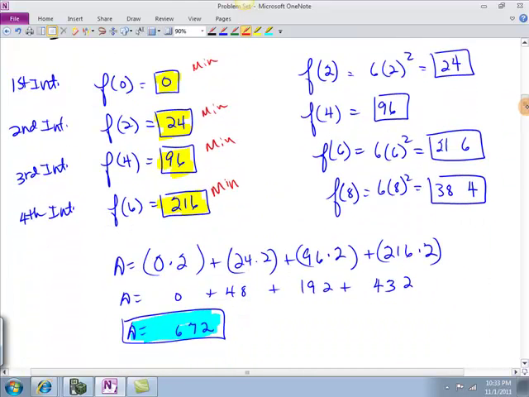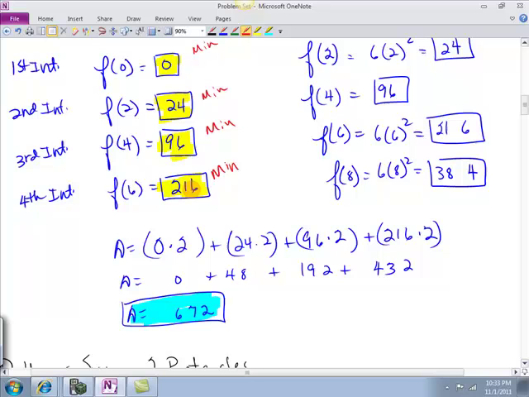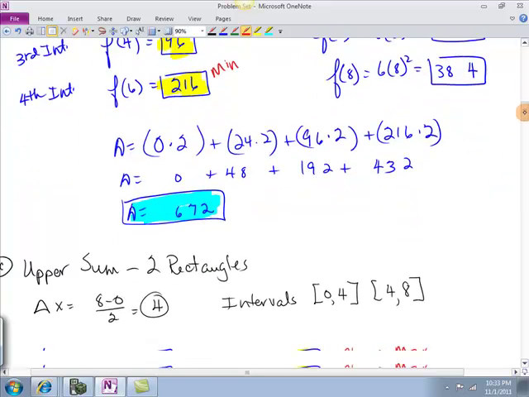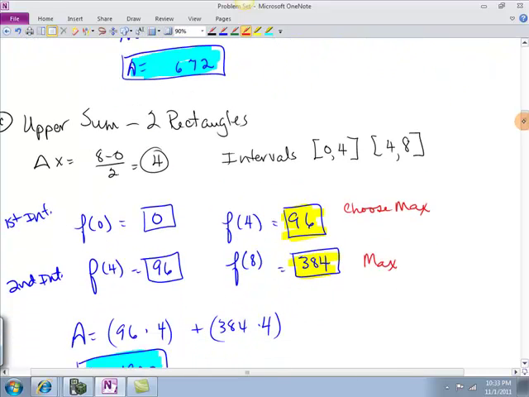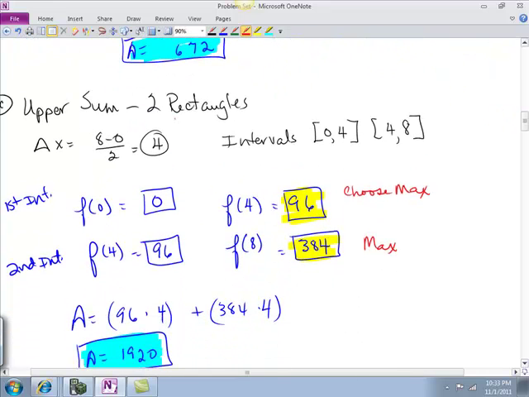So anyway, then I take my mins that I've gotten for the heights, and it's 0 times the width. So that's 0 times 2, 24 times 2, 96 times 2, 216 times 2. You ultimately get an area of 672. All right, C part. Now it changes the upper sum to rectangles.